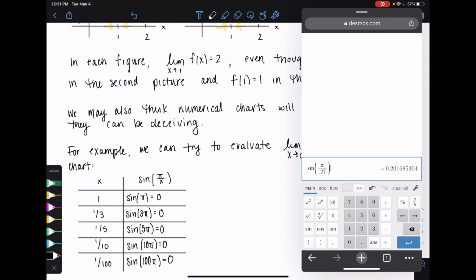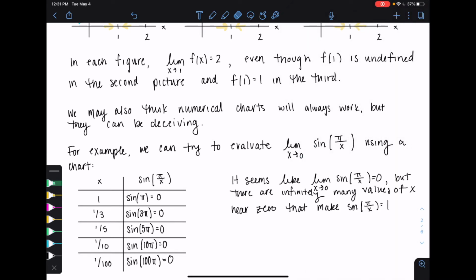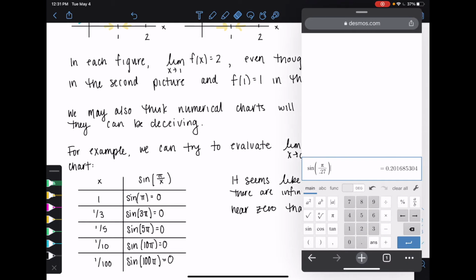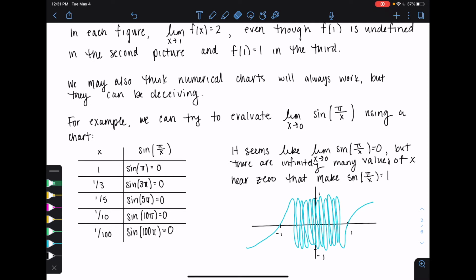So this is a problem that's going to happen somewhat frequently. It seems like sine of pi over x is equal to 0 as x approaches 0. But really, I can pick a ton of values in between that make sine of pi over x equal something else. In this case, I got 0.2 as an output, not 0. Because if you actually look at the graph of this function, it's going to oscillate back and forth. If you plug it into a calculator, it's just going to be completely covered because this graph is jumping over and over and over again. And that's not so good.